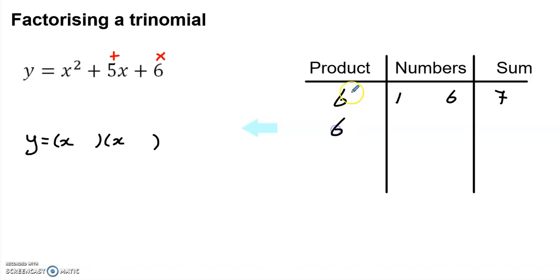So just continue. Again, product must be 6. Let's use 2. 2 times 3. That's also 6. So product is correct. And when I add those 2 numbers, 2 plus 3, then I will find 5. So this means the numbers I was looking for are these numbers. Positive 2 and positive 3. And then I can finish my formula. y is equal to, between brackets, x plus 2 times, between brackets, x plus 3. So this was factorizing the trinomial.